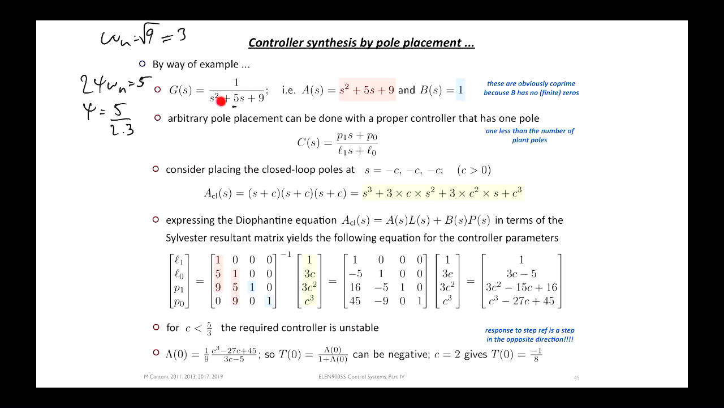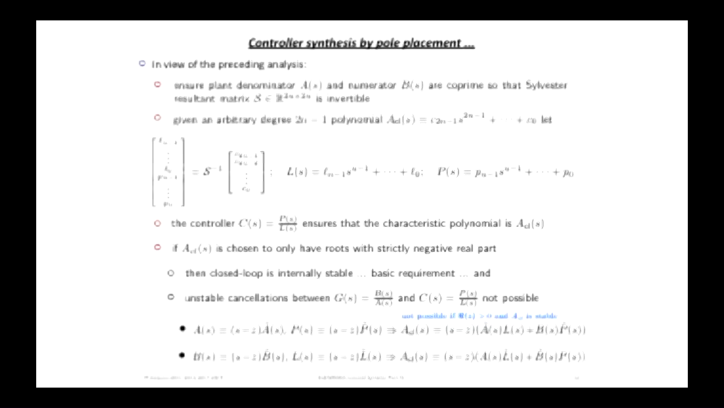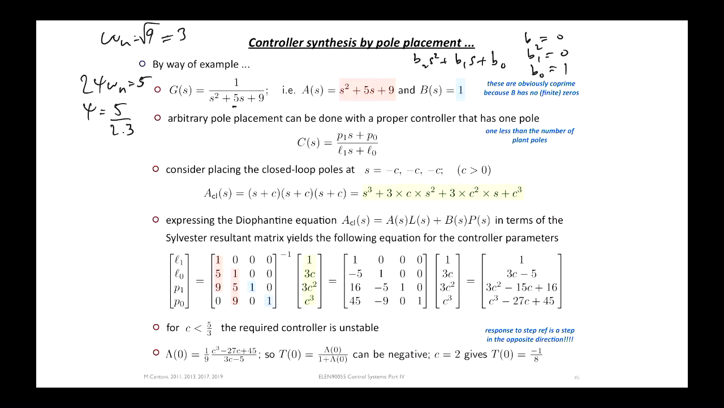So this is our A polynomial. This is your B polynomial. Really, we're saying that B is b2 s squared plus b1 s plus b naught, with b2 equal to 0, b1 equal to 0, and b naught equal to 1, which you need to take note of in order to figure out what these coefficients are going to be when you're building the Sylvester matrix.